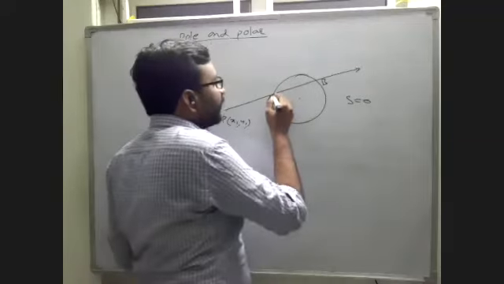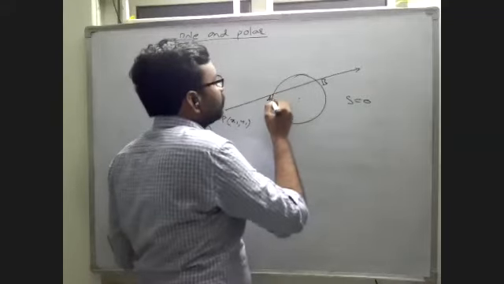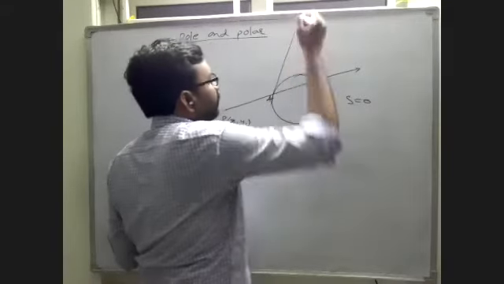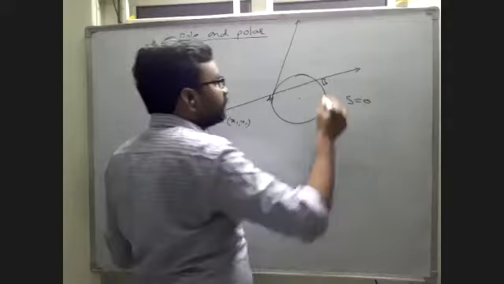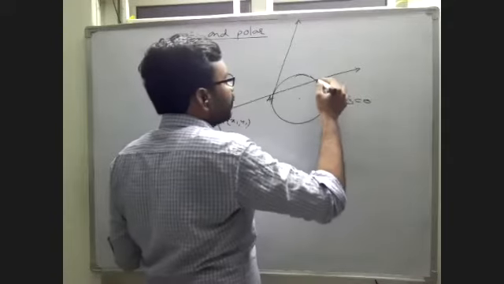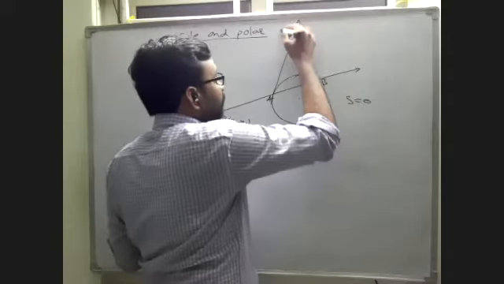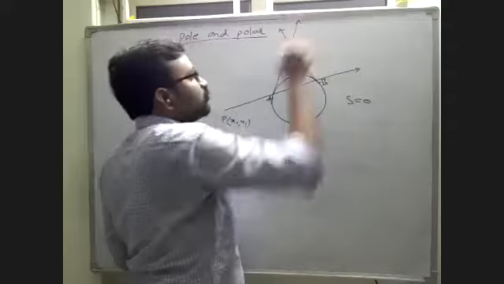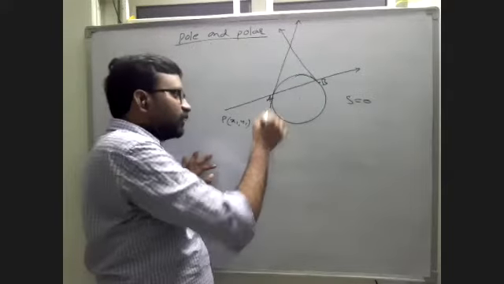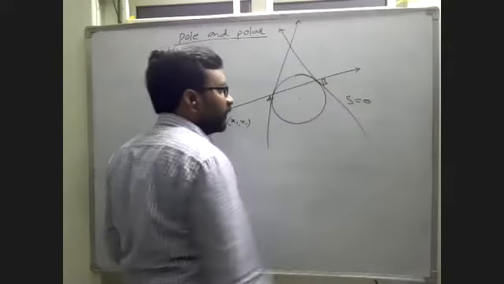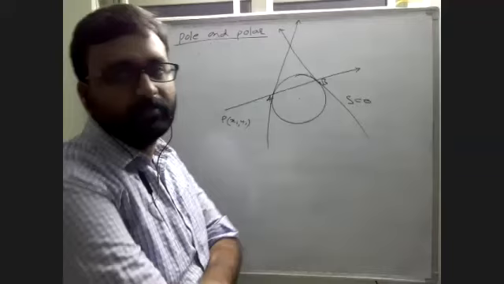Now at A we can draw tangent. Why? Because this A is lying on the circle. At B we can draw a tangent. Why? Because this B also lying on the circle. So these two are the tangents which are from A and B.